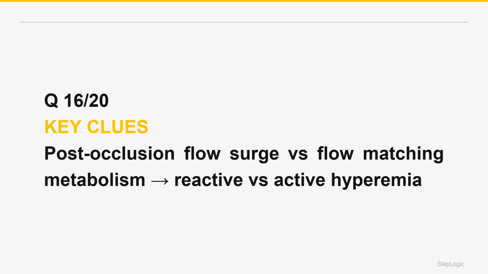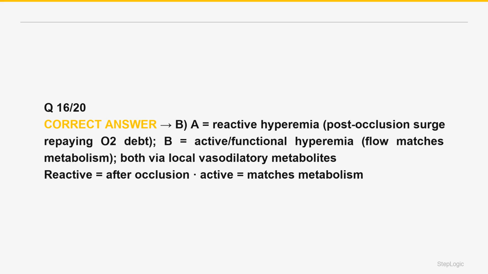Reactive hyperemia, situation A, is the transient increase in blood flow above baseline that follows a period of arterial occlusion. During the occlusion, tissue metabolites accumulate and oxygen is depleted. When flow is restored, those vasodilatory metabolites cause a flow surge that repays the oxygen debt before flow settles back to normal. Active or functional hyperemia, situation B, is the increase in blood flow that matches an increase in tissue metabolic activity, as in exercising muscle, where more flow is delivered to meet higher demand. The correct answer is B.